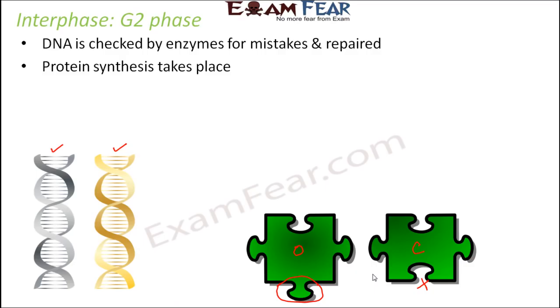So I hope the concept of interphase is clear. The cell is now getting prepared. First it will just grow and mature, undergoing all the metabolic activities, that is G1. Next is synthesis, which is very, very important, where it will copy or duplicate its DNA so that it can give one copy to each daughter cell. And the third phase is G2, where the DNA is checked to see whether it has been correctly copied or not, and also protein synthesis will take place so that the cell is all set for cell division to take place.